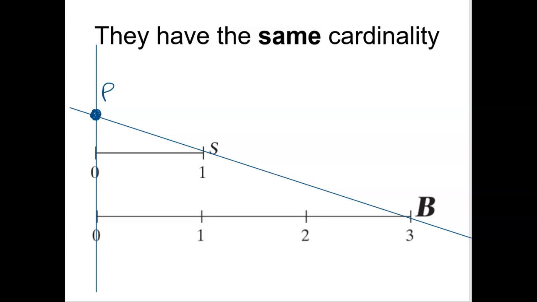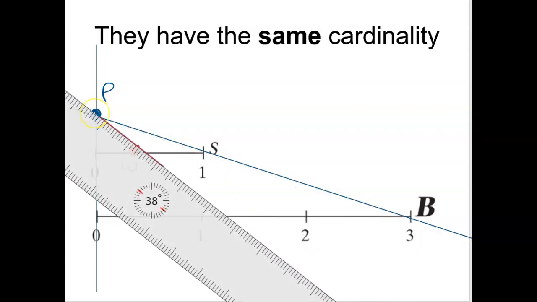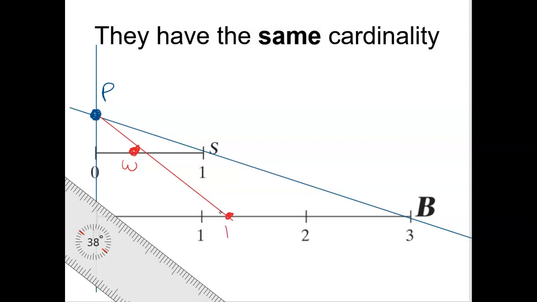All right, so now I've got these two lines here, and the idea is that I want to see whether every point on S can hit a point on B. So let's start by calling a point on S, let's call this point W here. Where will this point W hit on B? Okay, well, let me get my ruler out, and that point W is going to hit right there. Let's call this H. That's where it hits H.